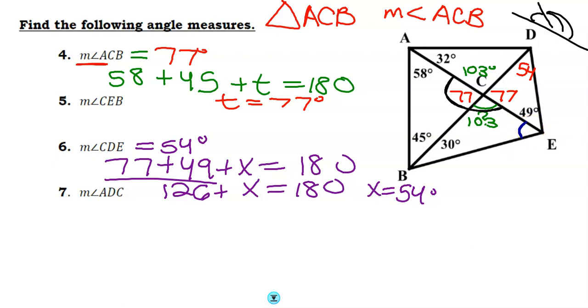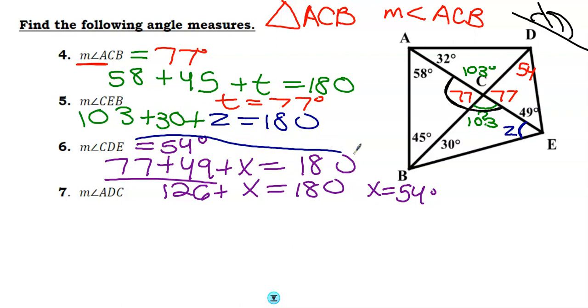So if I need to find out what CEB is, let's make that Z. I had to find out what this angle on the inside was. So I have 103 plus 30 degrees plus Z equals 180. So we have a lot of 180s going on. Again, a straight line, a linear pair makes 180, and a triangle also adds up to 180. Okay, so knowing the difference between those, kind of seeing what you got here. So 180 minus 103 minus 30, and I have 47.